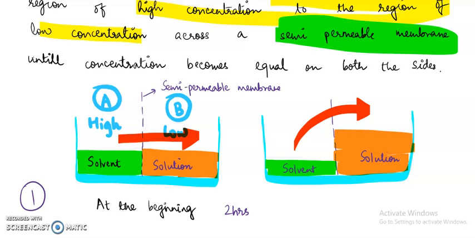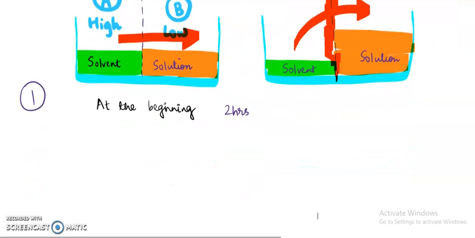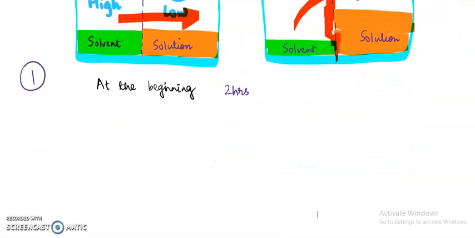So with this activity we can again say that osmosis is the movement of solvent from high concentration to low concentration across a semi-permeable membrane until concentration becomes equal on both the sides. So we are done with osmosis. And we will discuss the types of it as well in the next video.